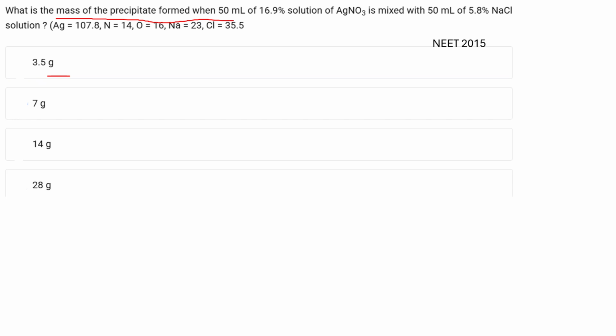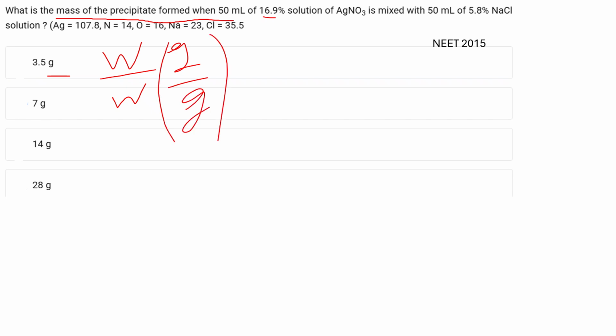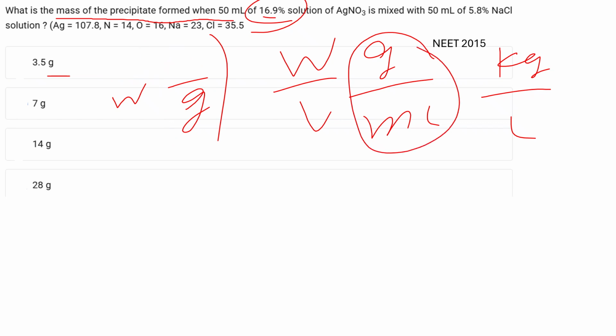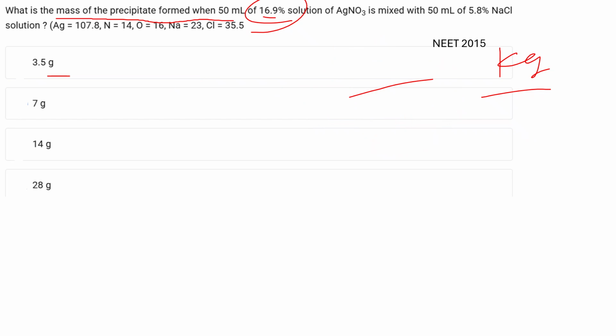This is 16.9%. There are two types of conversion. One is weight by weight percentage, where the unit will be the same, gram by gram or kilogram by kilogram. The other is weight divided by volume, which is gram per ml or kilogram per liter. In this case, I am going to take this. Why I am taking this, we will see. Let me erase. Okay, we can solve it very simply.